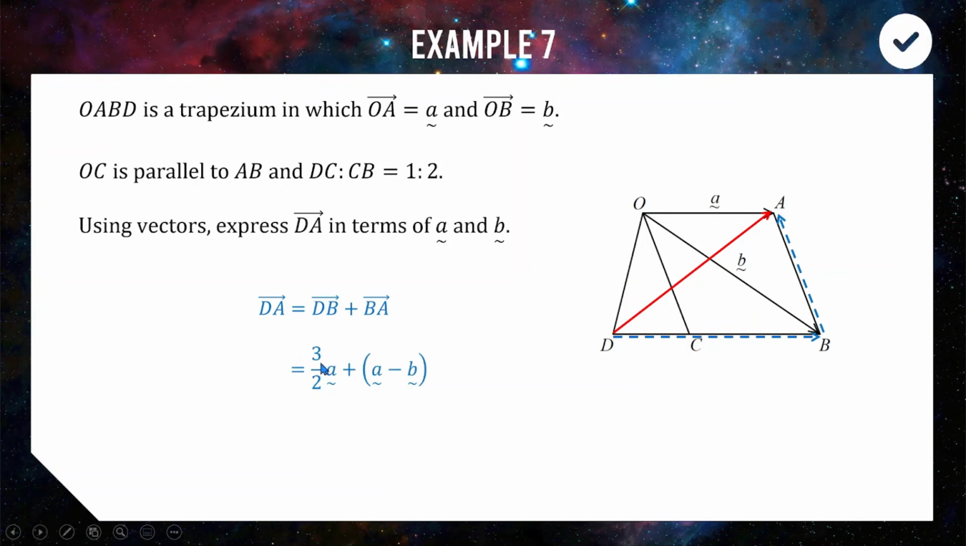So DB is 1.5 lots of vector A, and from B to A is just A minus B. If we get rid of these brackets, we have 1.5 lots of A plus 1 lot of A, so we get 5 over 2 A, take away B, and there is your final answer. Like I said, if you know what you're doing, you can get through it pretty quickly just by building triangles inside of your trapezium.